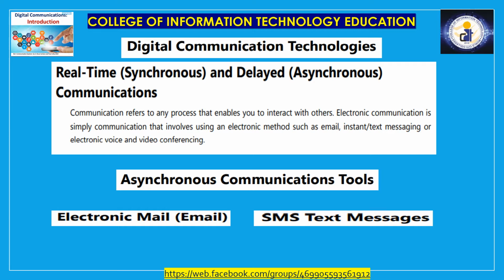SMS text messages. You learned in computer fundamentals that SMS text messages are short messages, around 160 characters, sent over a cellular provider's network using the Short Message Service protocol. Text messaging is also considered a delayed communication. John can text Jose whether Jose's phone is on or off. If Jose's phone is turned off when John sends a text message, Jose will receive the text message the next time he powers on his phone.